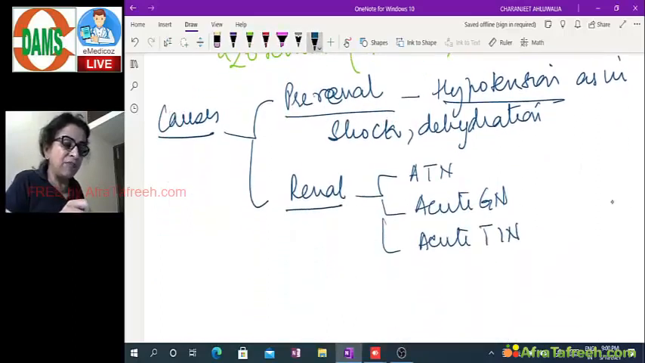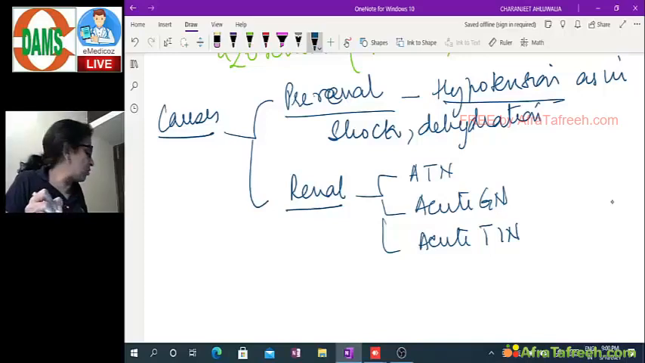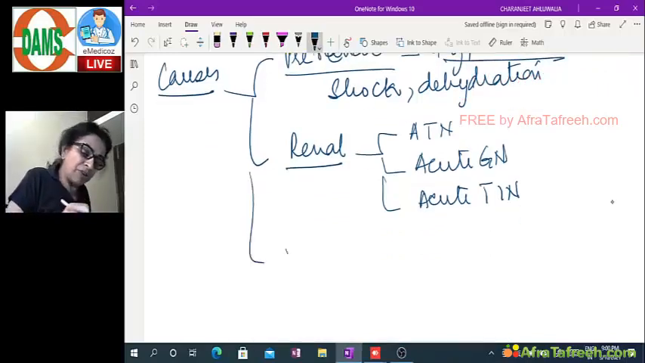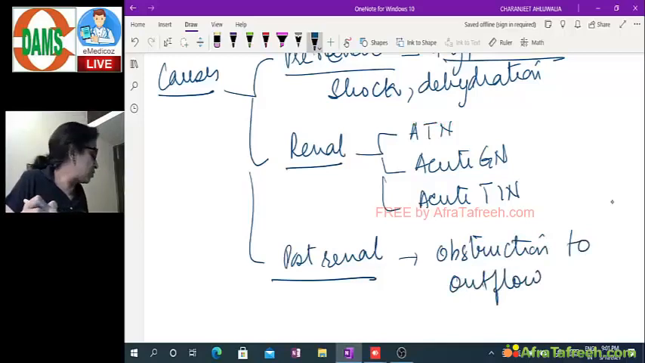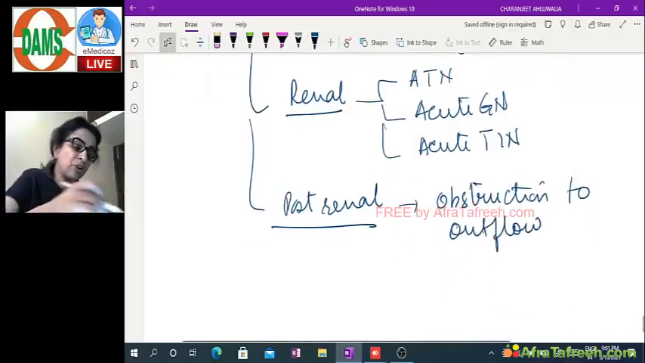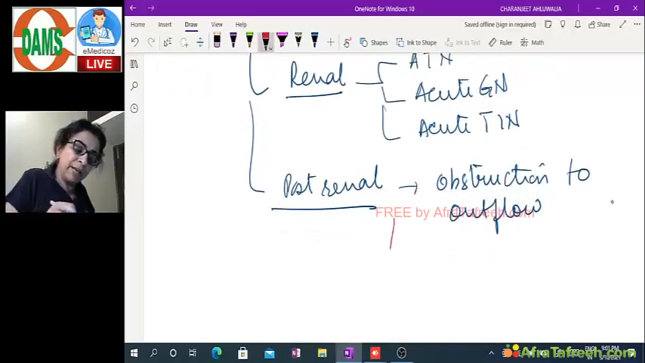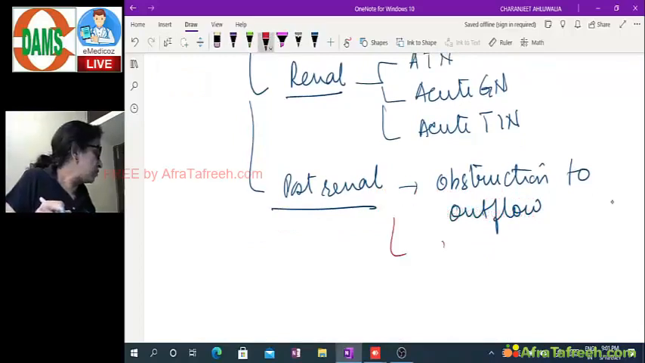The cause of acute renal failure can be pre-renal, when the kidney doesn't get enough blood, as in dehydration, shock and other causes. Second, renal cause can be acute tubular necrosis, acute glomerulonephritis or acute tubulointerstitial nephritis. And then post-renal causes. A post-renal cause can be obstruction to the outflow of urine. Obstruction to the outflow of urine can be seen in renal stones.